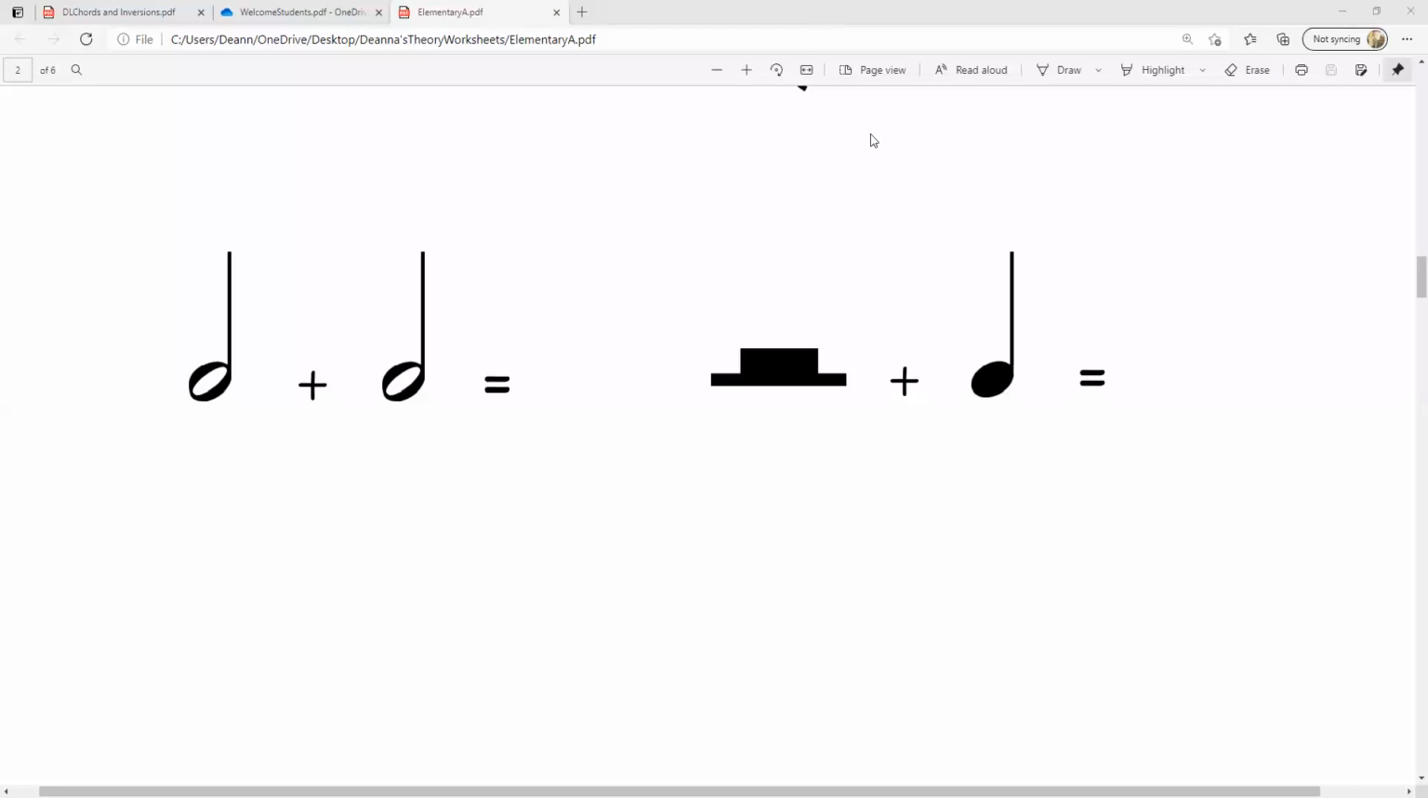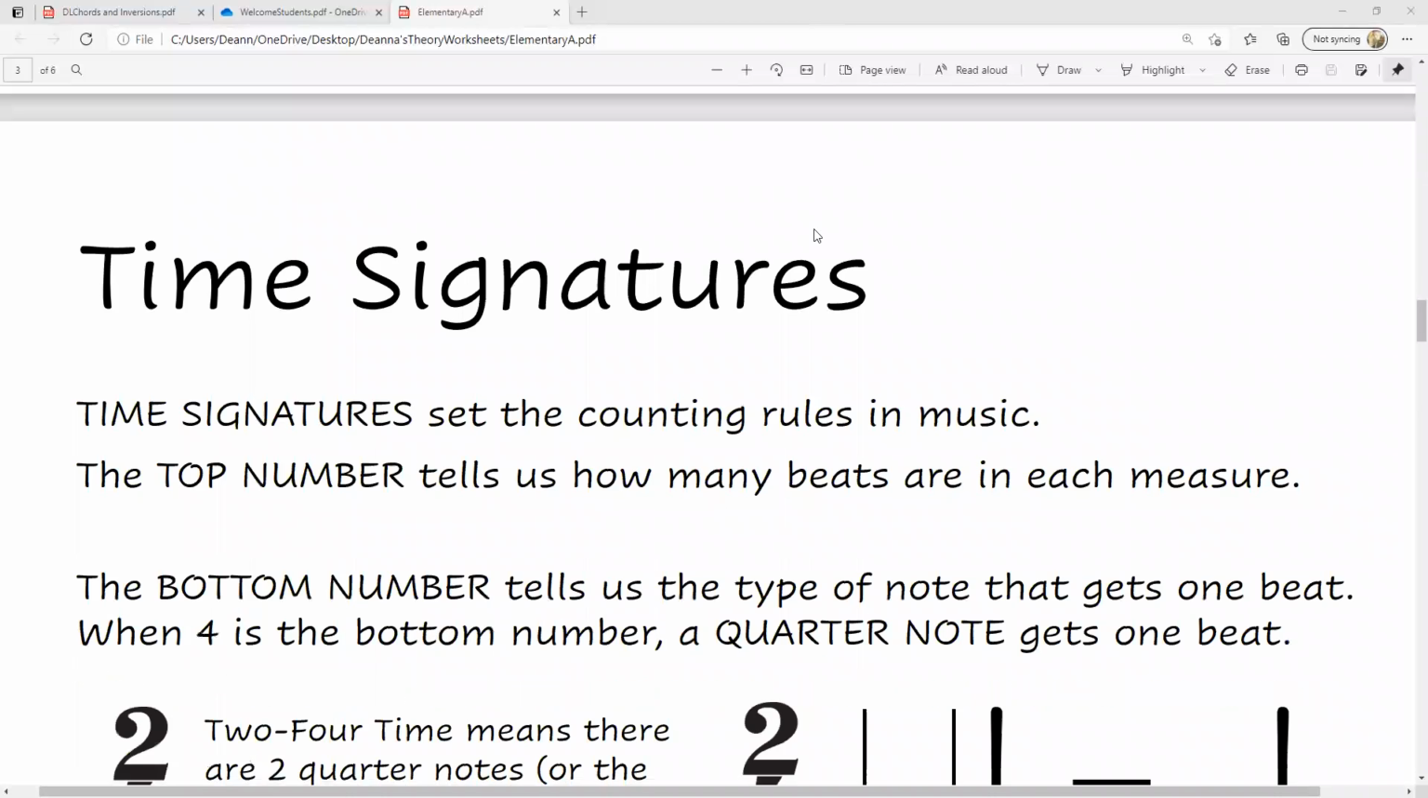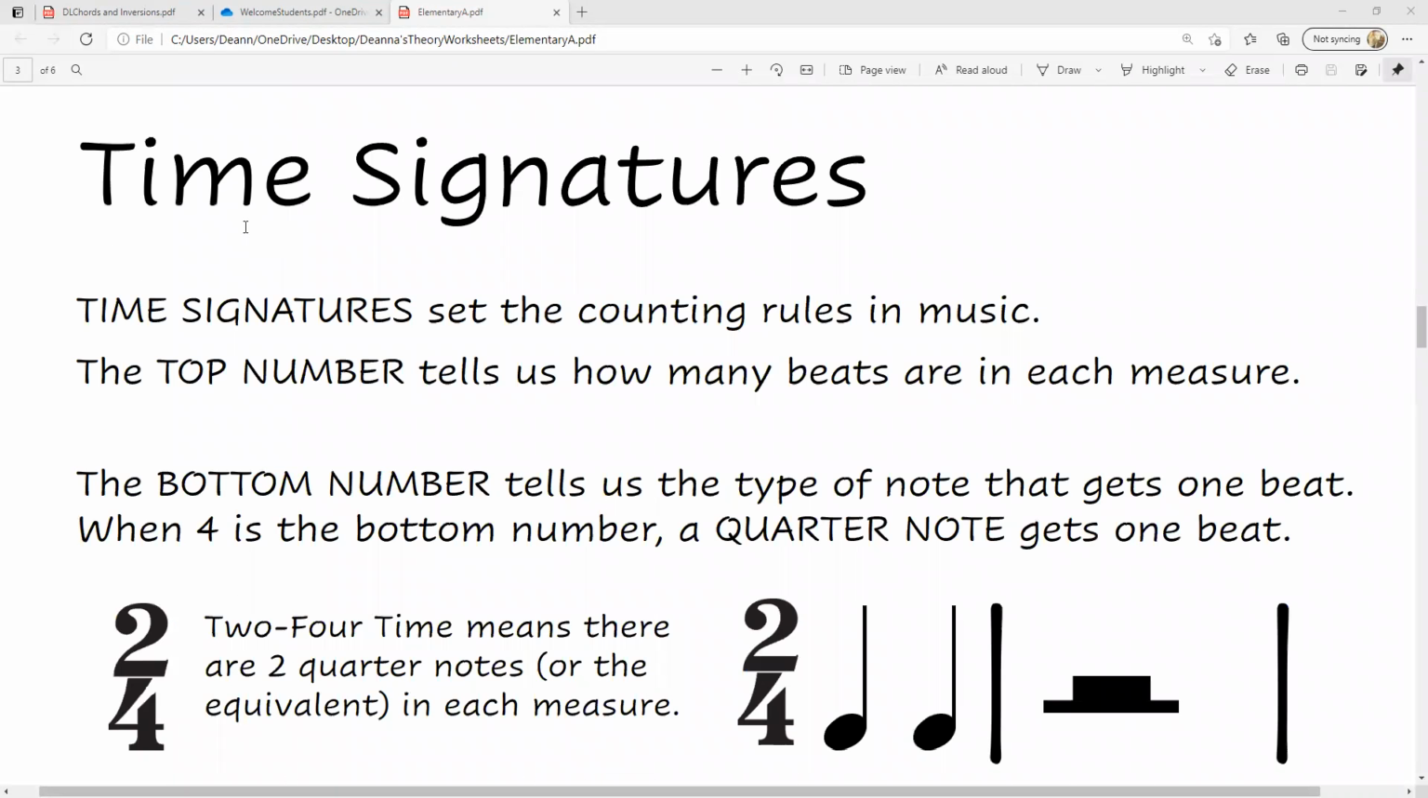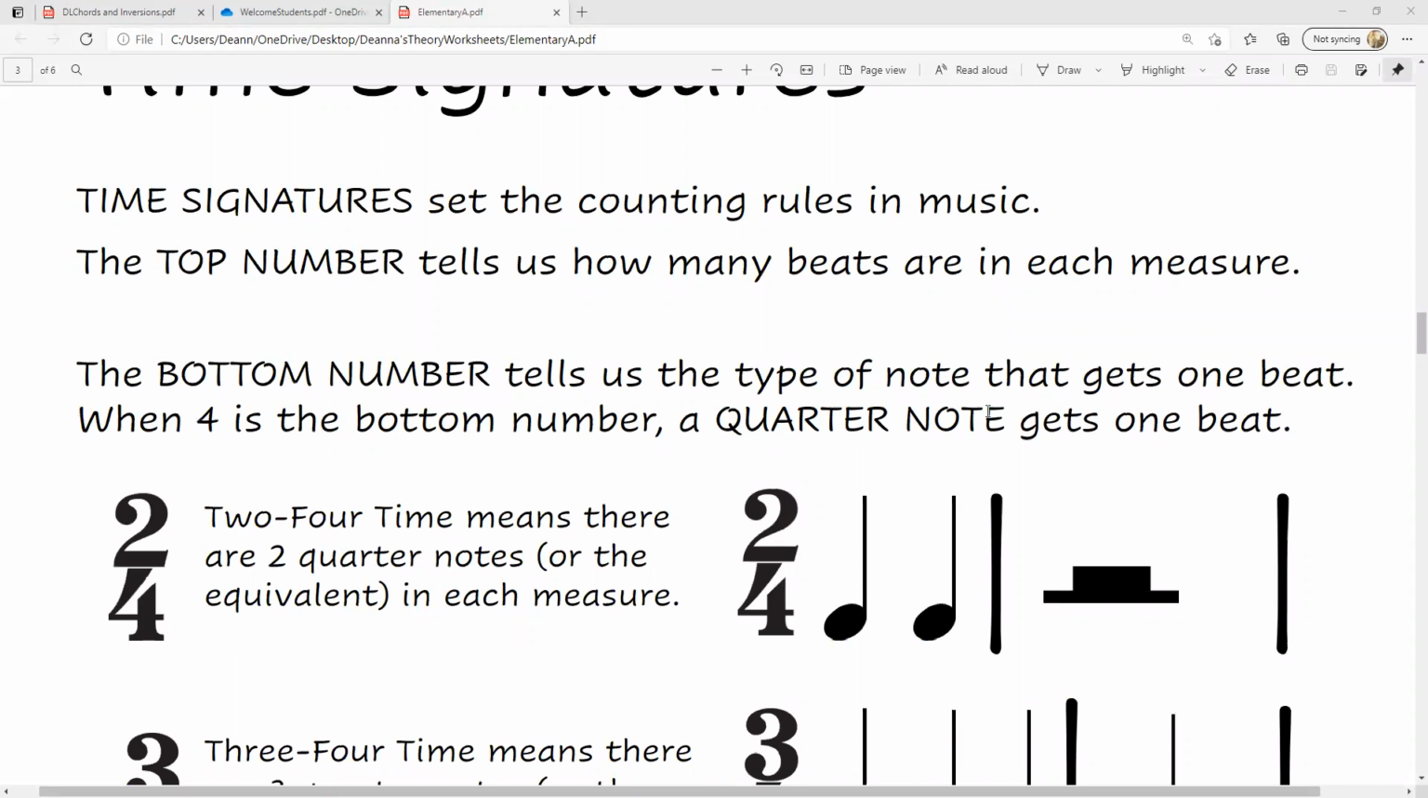Okay, let's scroll down and learn something else. There's a time signature at the beginning of every piece of music. Time signatures set the counting rules in music. The top number tells us how many beats are in each measure. The bottom number tells us the type of note that gets 1 beat. So when 4 is the bottom number, a quarter note gets 1 beat. So remember, the top number tells you how many beats are in every measure. Bottom number, when it's a 4, tells you a quarter note gets 1 beat.